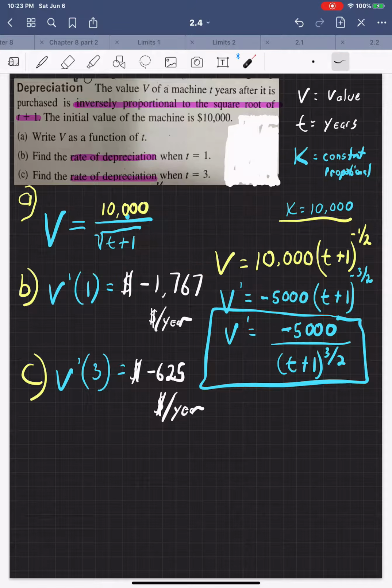Now the negative makes sense to me because, when I start driving my new car, unless I've missed something, it should be losing value per year. So the negative numbers coincide with what we would expect. And notice that for this machine, it's losing negative $1,767 per year after 1 year. But that machine is only losing $625 per year after 3 years.